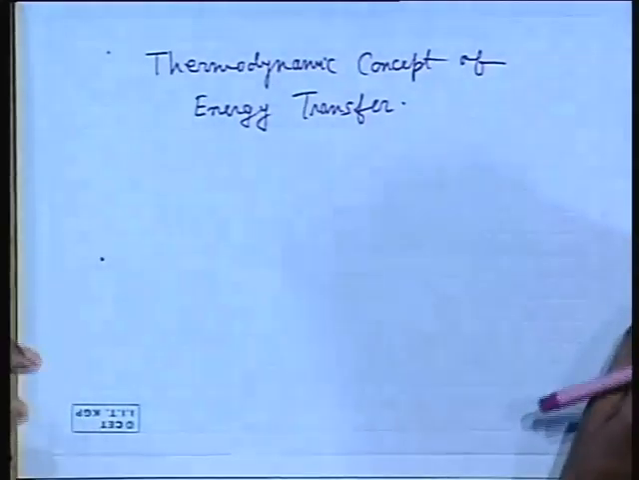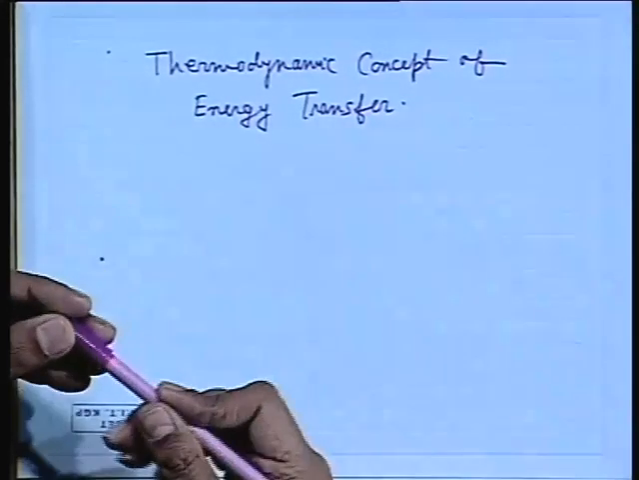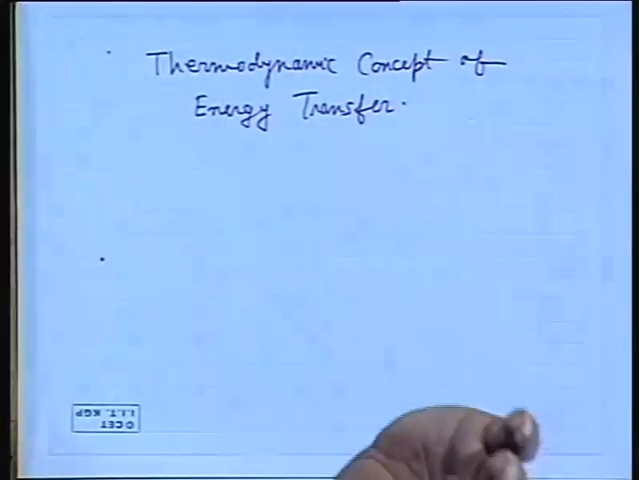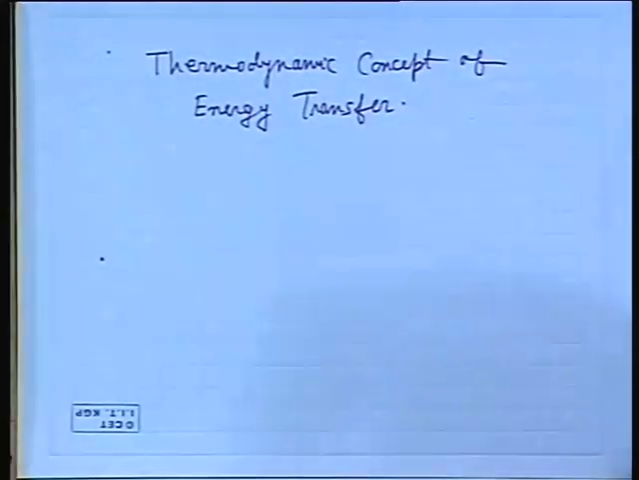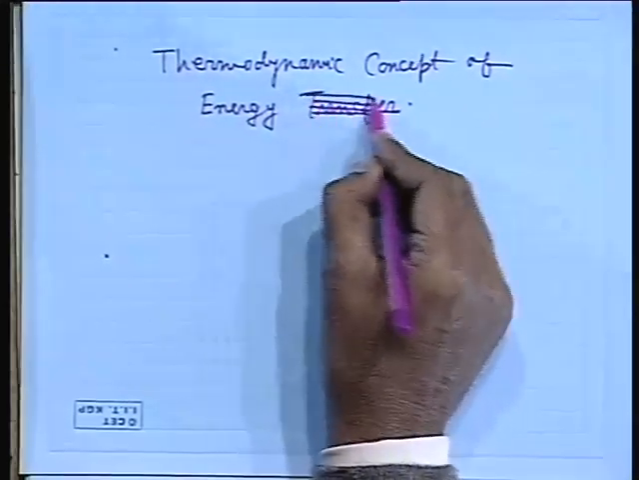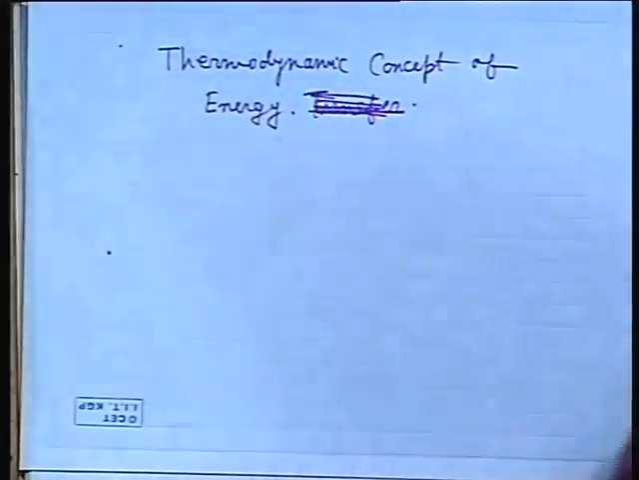Now in thermodynamics, the concept of energy. Rather, you cut 'transfer': thermodynamic concept of energy. Now in thermodynamics, energy has been given two statuses, which I will tell you in the first law. One is energy as a state variable, a property of a system, energy as a point function; another is energy as a path function. Two forms of energy.